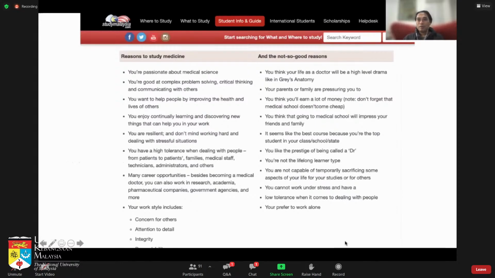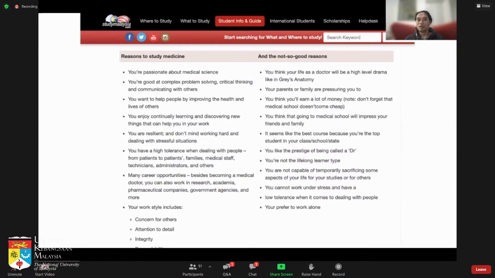When we look at the reasons for people to become doctors, there are good reasons and there are not so good reasons. Some medical students are passionate about medical science and want to become doctors for good reasons, and you all wanted to become specialists for a good reason. You have complex problem solving, complex thinking, and you want to communicate with others. You enjoy talking to patients, you enjoy doing work, either clinical or preclinical. That is a good reason for us to do medicine, even to specialize in areas that you like.